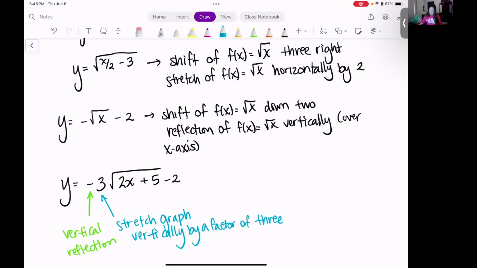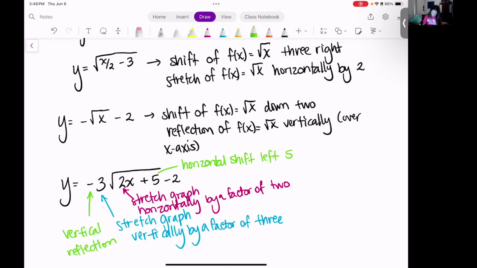Moving inside, I have a number that is also greater than 1, but when it's on the inside, it's not a stretch, it's a compress. And it's a compression horizontally by a factor of 2. Plus 5 on the inside, h is a liar. Instead of going right horizontally, I'm going to go left. So I'm going to go left 5. And then finally, that minus 2 on the outside, that is a vertical shift down 2.